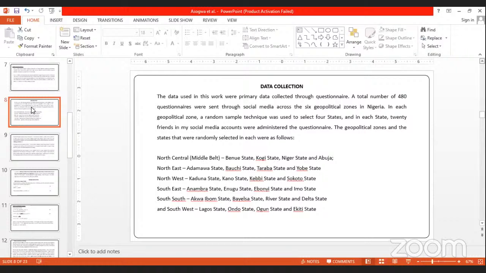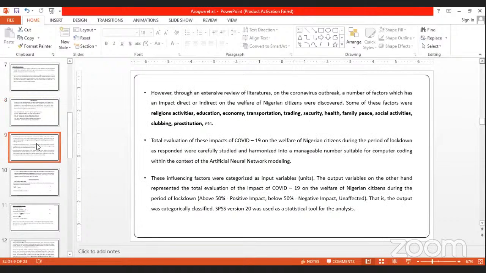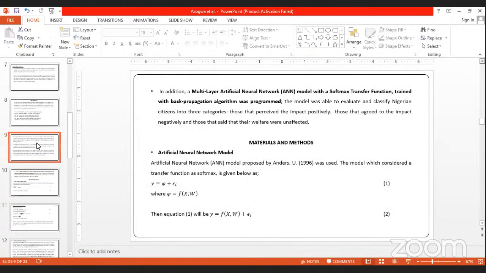Because there was a lockdown and people were not allowed to move, we resorted to the use of social media platforms. We sent mails, Facebook messages, and WhatsApp messages, sending those questionnaires to our friends on social media, who attended to them and mailed them back to us. We collected the questionnaires and harmonized them into a code which can be analyzed in the context of neural network computing. And here, we observed our response variable, which is our Y.